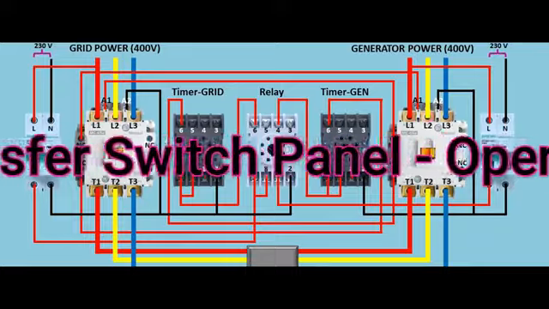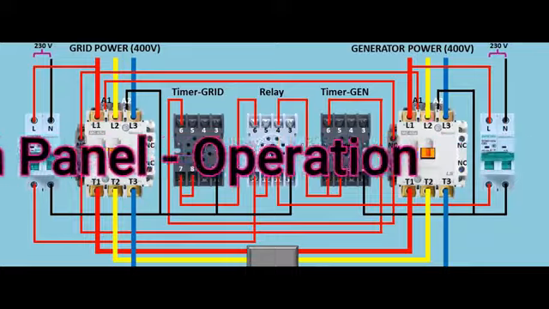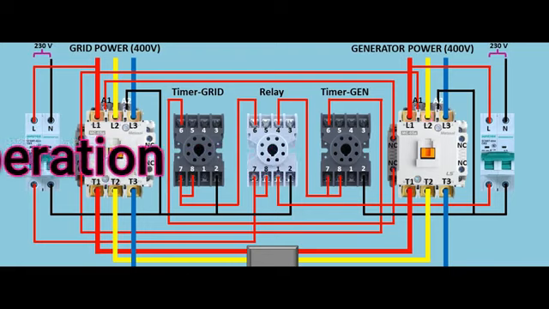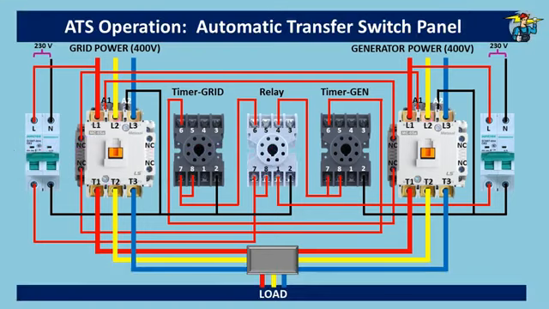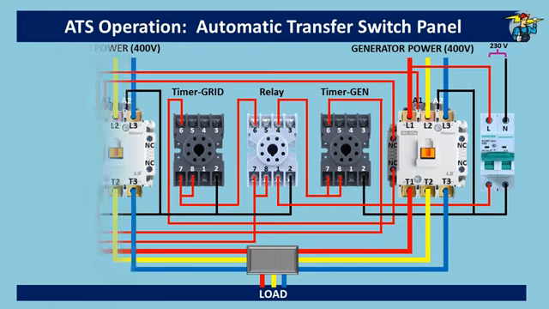Good day to everyone. Today we will see how standby generator power connects to the load automatically when grid power is interrupted. Automatic transfer switch panel can be arranged several ways according to the requirements, but here we go for the basics to understand how it works, and then you are free to modify it according to your special needs.